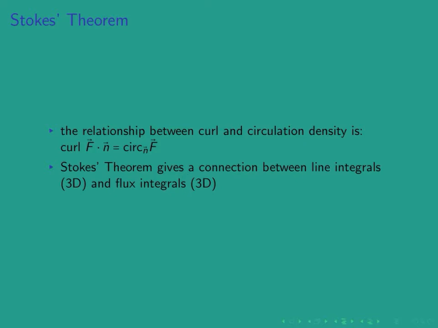From the last section, we talked about curl and circulation density, and we're going to need a connection between the 2 of those. If I take the curl of F and I dot it with a normal vector n, that's equal to the circulation in the direction of n of that vector field. n is not necessarily the direction that the curl is. It could be a different direction.